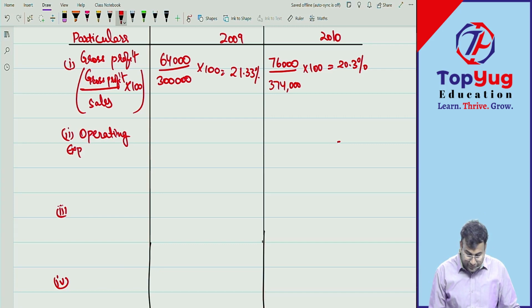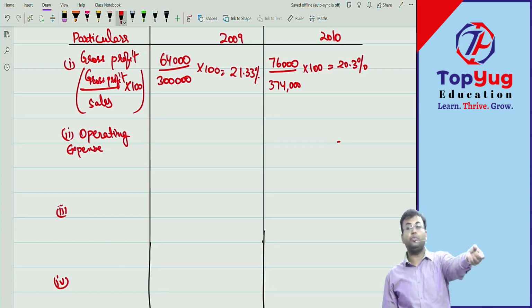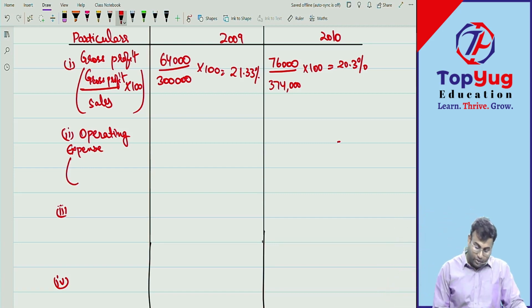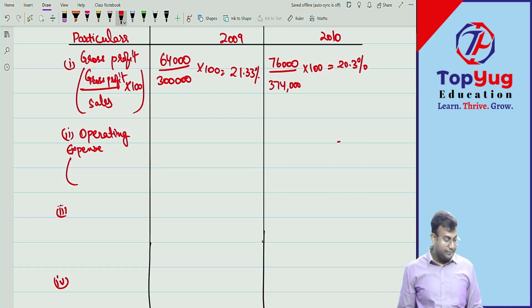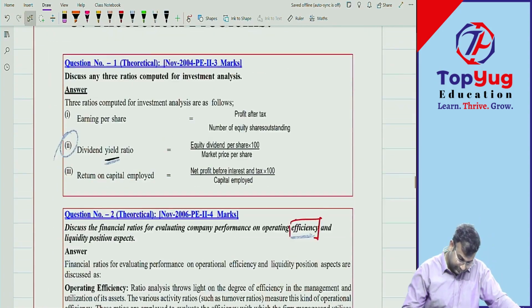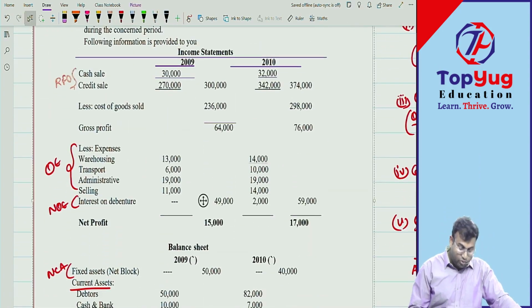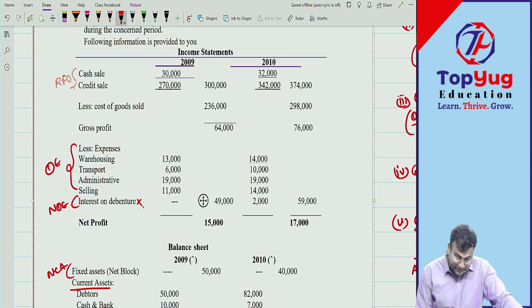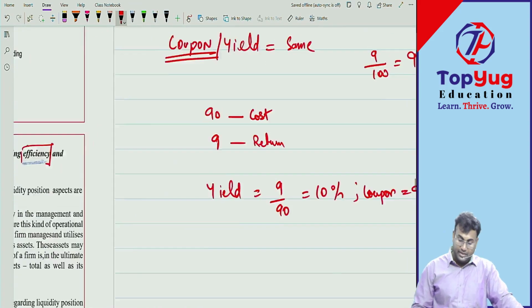Next ratio, operating expense ratio. As we go forward in this chapter, you will have a dedicated problem to find operating expense. As of now, what is my operating expense? Only if you look at the question. Is it only cost of goods sold, or other expenses also, that is warehousing, transport, administration, selling, all included except the interest on debenture?